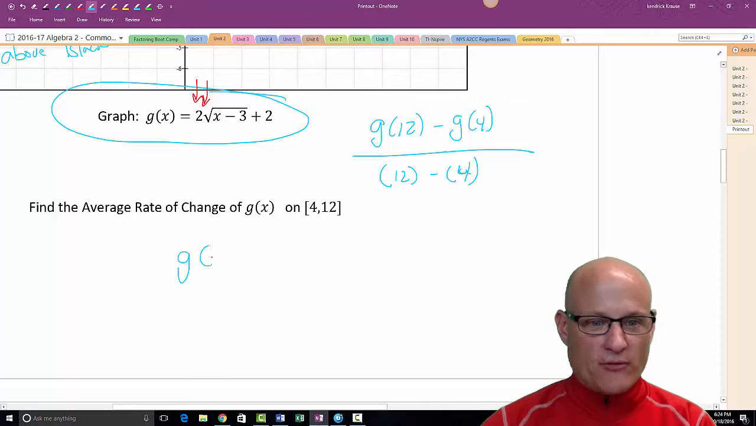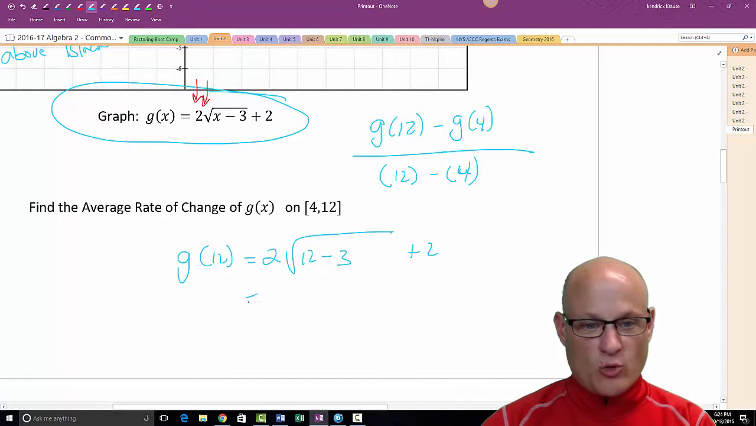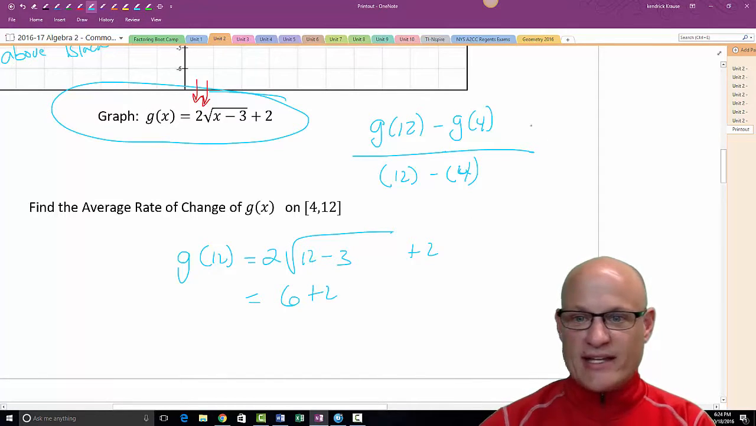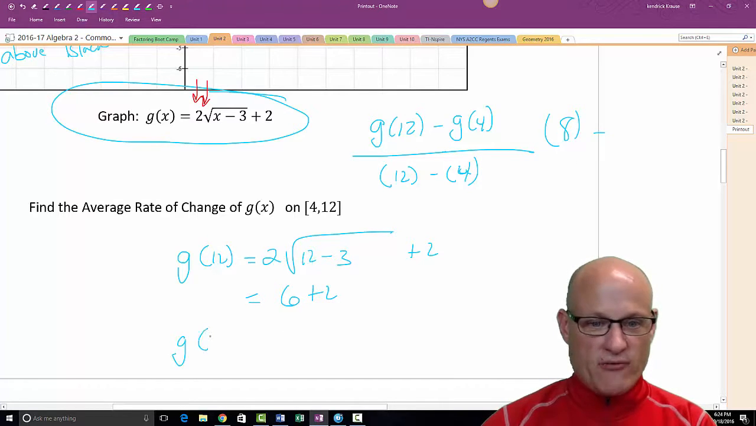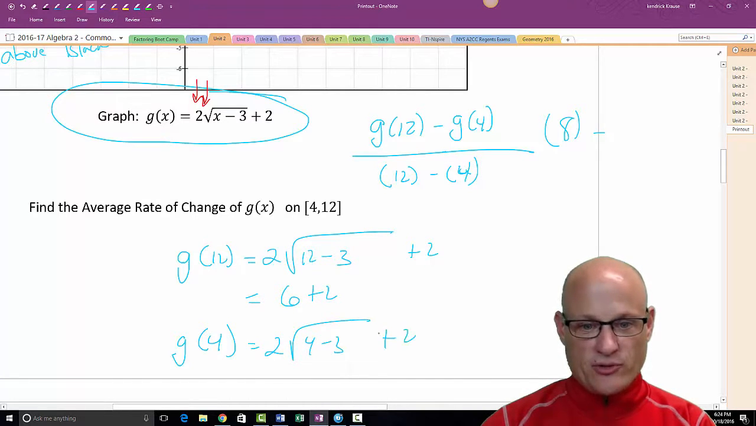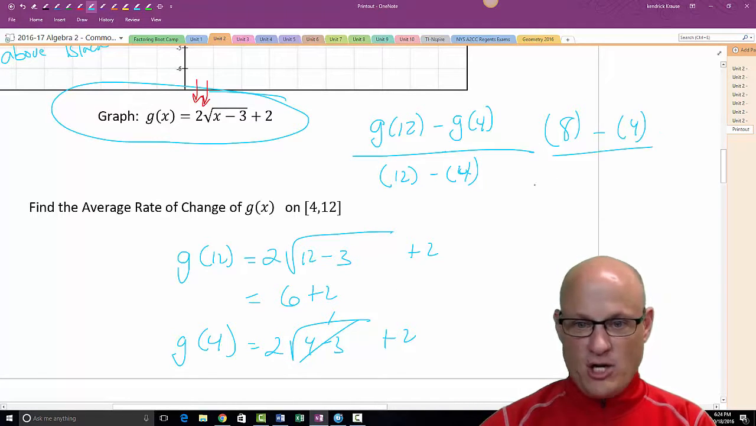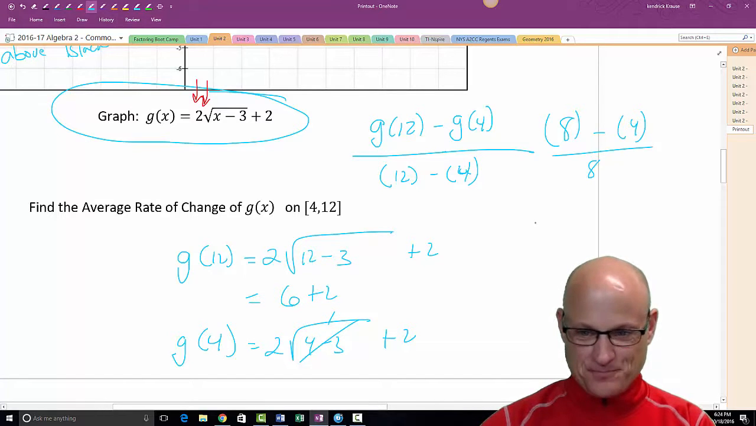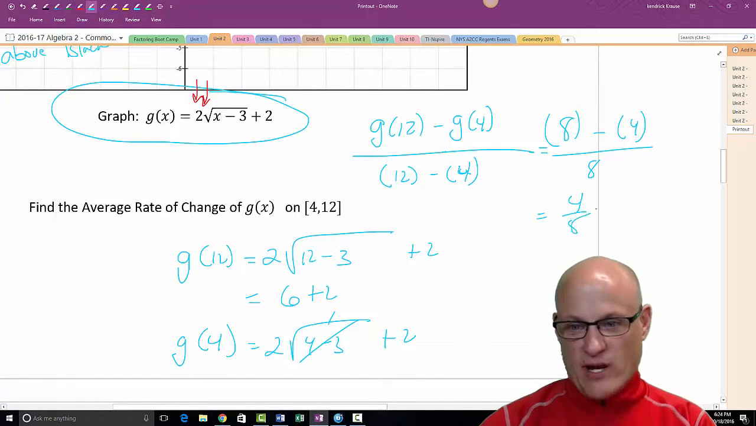All right, let's try g of 12. 2 square roots of 12 minus 3 plus 2. I'm going quick because you should have already done this. 12 minus 3 is 9. The square root of 9 is 3. 2 times 3 is 6. 6 plus 2 is 8. So this is 8 minus. Now I'm going to do g of 4. 2 times the square root of 4 minus 3 plus 2. This is 1. 2 times 1, that's 2, plus 2 is 4. All over 12 minus 4 is 8. So this gives me 4 over 8, or 1/2.